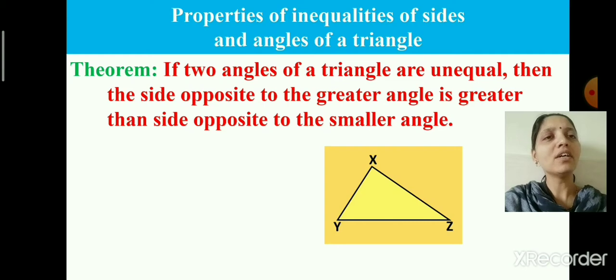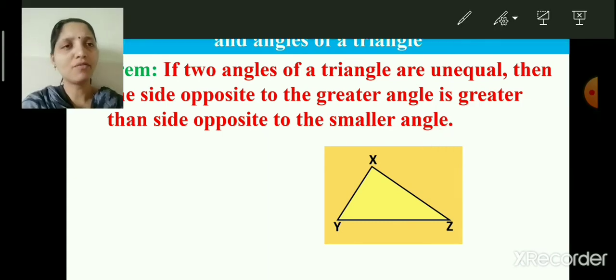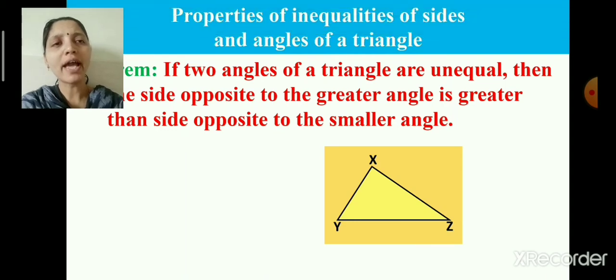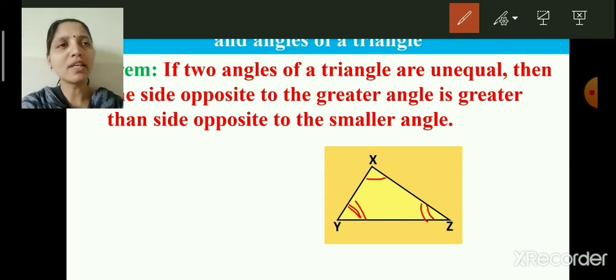Now let's see the second property of inequality, which states that if two angles of a triangle are unequal, then the side opposite to the greater angle is greater than the side opposite to the smaller angle. So here I have drawn one triangle XYZ. In this triangle, all the angles are unequal: angle X, angle Y and angle Z. These three angles are unequal. Then the side opposite to the greater angle is greater than the side opposite to the smaller angle.